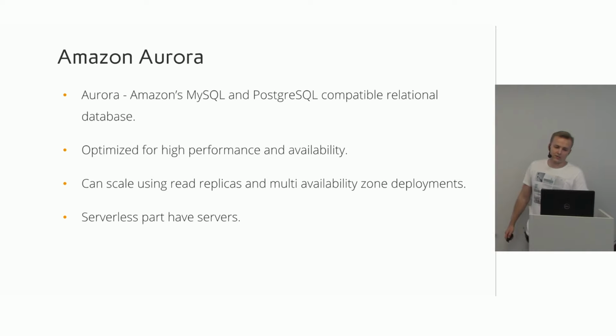So what is a simple Amazon Aurora? Aurora was developed by Amazon on top of MySQL and PostgreSQL for cloud computing and was optimized for high performance and availability. It can scale using read replicas and multi-availability zone deployments. And if you want to create a cluster inside Aurora, you just go to AWS console. You need to specify the cluster size and instance type, and then you'll get everything done. At the same time, you can change your cluster: you can change the instance type and the amount of instances inside the cluster.